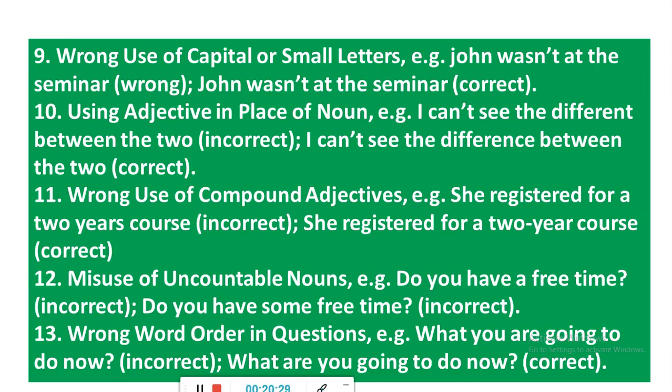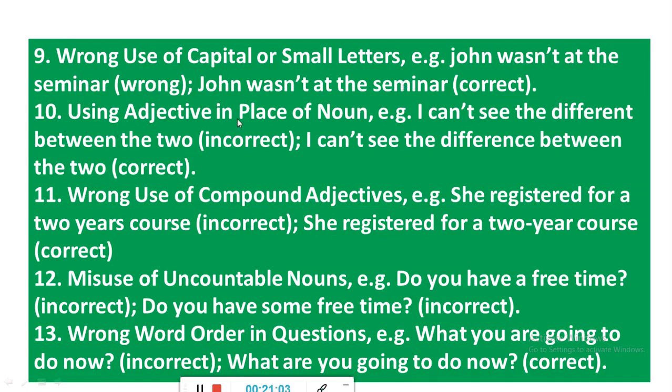and that is the orthographic definition of a sentence. Orthographically, a sentence is a group of words that begins with a capital letter and ends with an end mark, which could be a full stop, a question mark, or an exclamation mark. So to correct this, we simply capitalize the word John. We start with capital letter J, and what we have is John, with capital letter J, wasn't at the seminar.